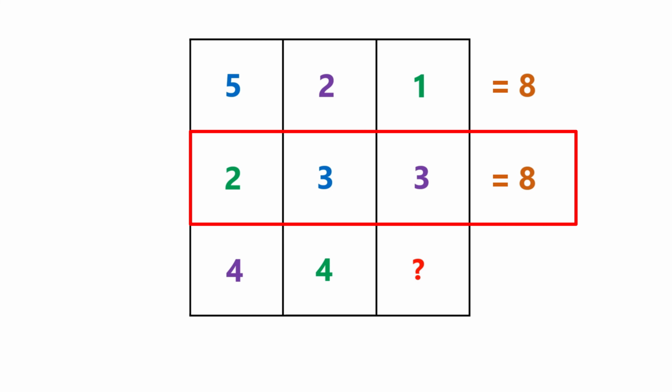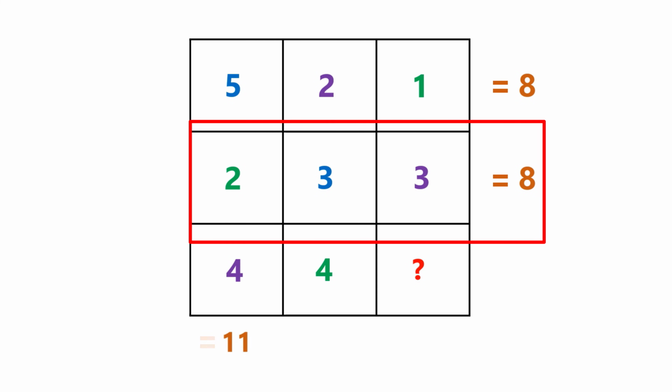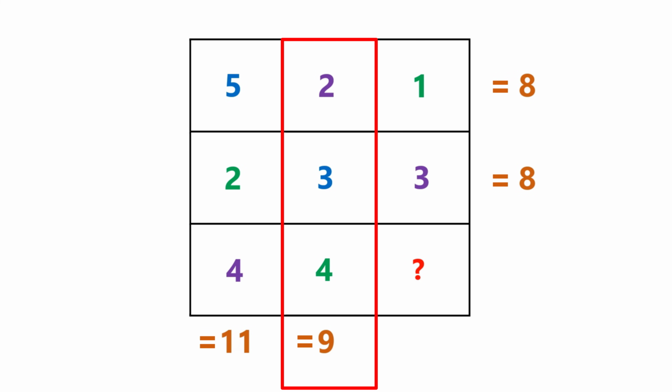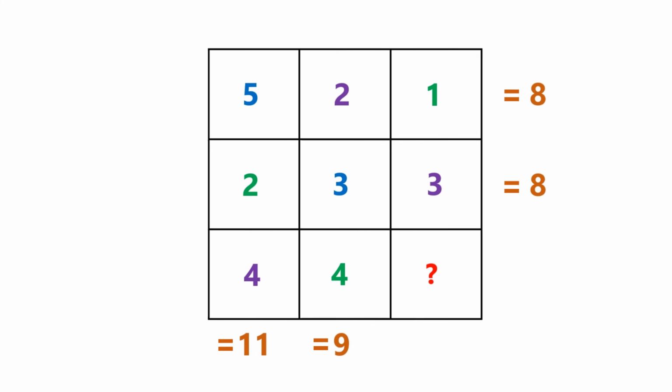Let's look if there is a pattern for the columns that have full sets of numbers. 5 plus 2 plus 4 equals 11. 2 plus 3 plus 4 equals 9, so there is no pattern. In this case, we can relatively simply use the pattern from the rows.